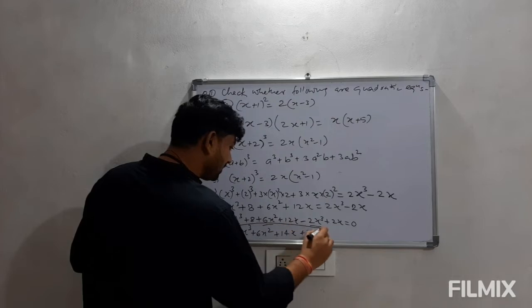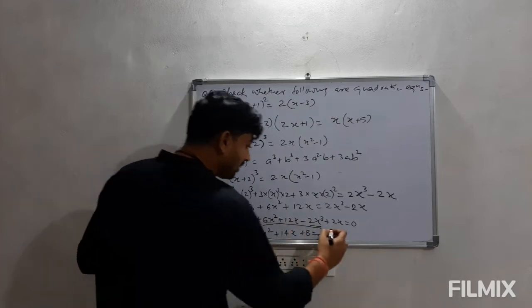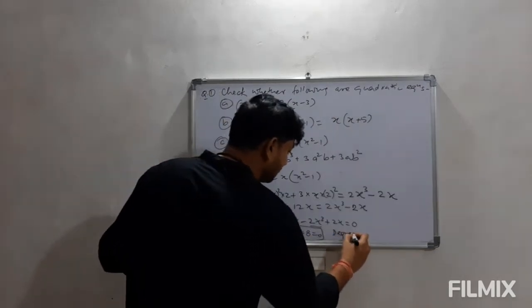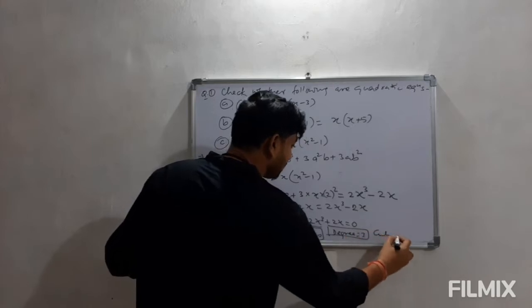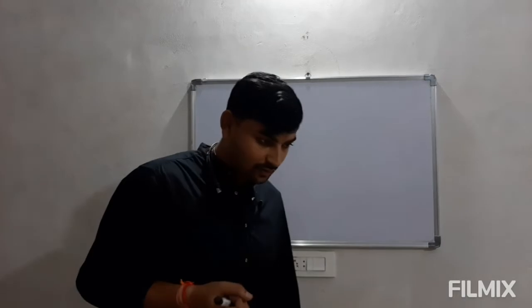So clearly here the highest power is 3, means degree is 3. So this is not a quadratic equation, it is a cubic equation. So now we will be moving further in this chapter.